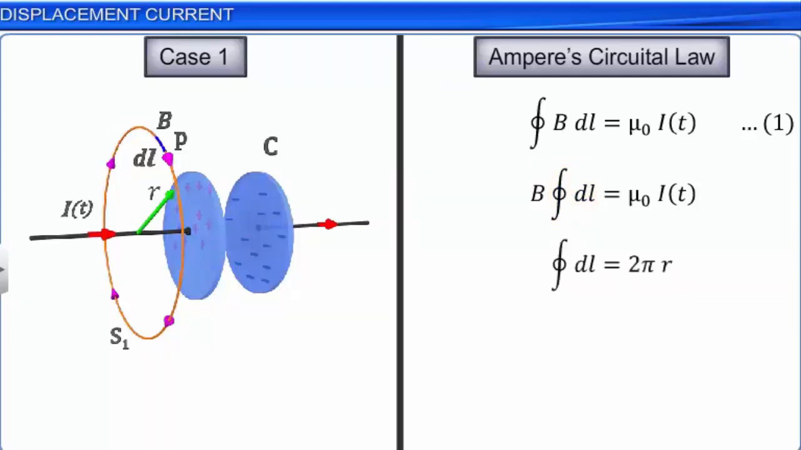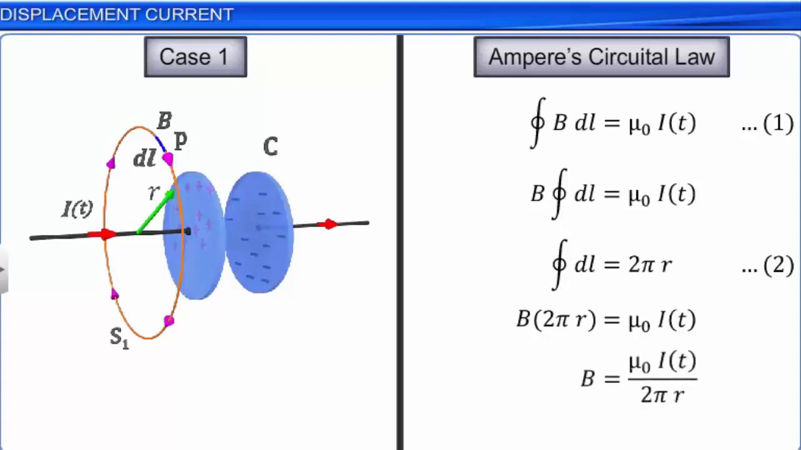Substituting equation 2 in the above expression, we get B into 2 pi r is equal to mu naught IT. Hence, the magnetic induction B is equal to mu naught IT by 2 pi r. Let this be equation 3. Using equation 3, we can calculate the magnitude of the magnetic induction at any point on the circumference of the circular loop S1.